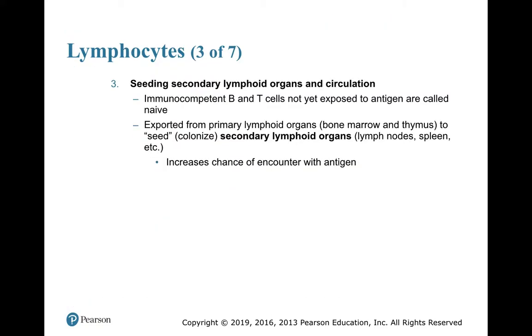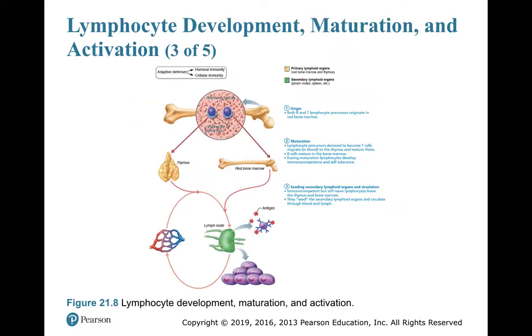They would then go to secondary lymphoid organs and into the circulation. So they are now immunocompetent. They are able to respond to an antigen, but they are naive because they have not seen their antigen yet. They will leave the primary lymphoid organs, either the bone marrow or the thymus, and seed the secondary lymphoid organs, which we talked about before the break, lymph nodes, spleen, and that increases their chance of encountering the antigen they are specific for.